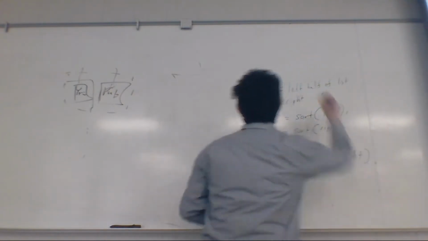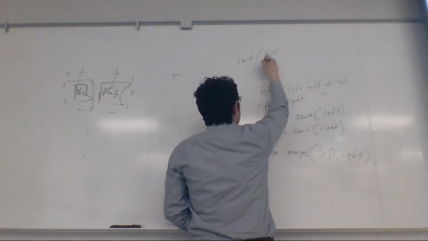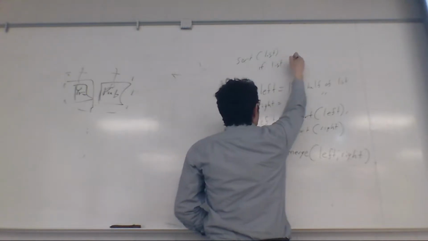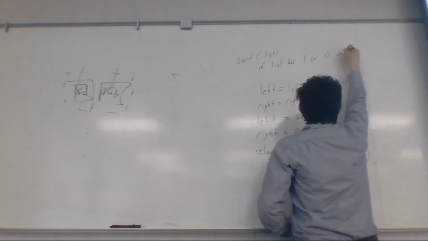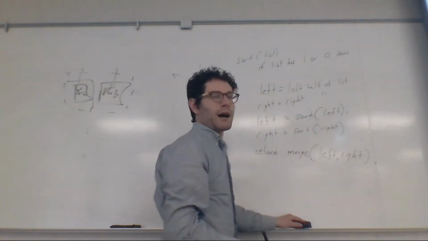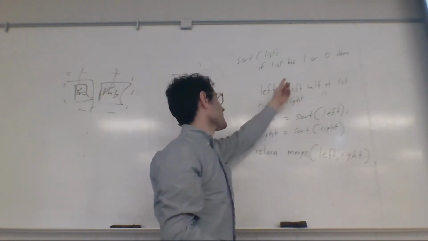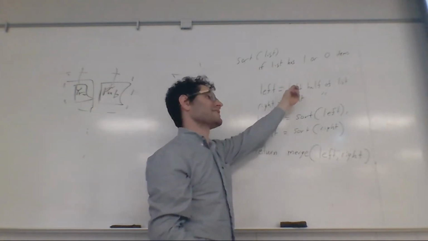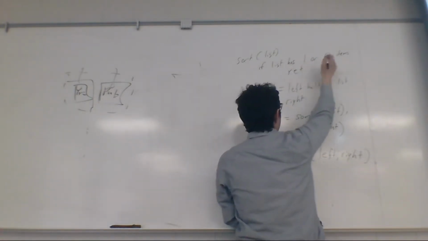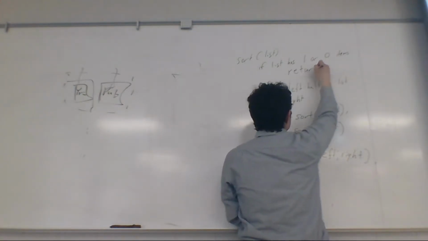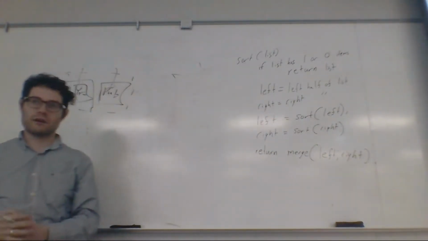We need a stopping condition. Okay? Sort list, if list has 1 or 0 items, right? It doesn't really make sense at that point to split it up at all. You can't split one item. You can't split 0 items. And sorting a list that's 1 or 0 items, well, remember, that's instantaneous. All you have to do is just return it because it's a single item, right? So if it has 1 or 0 items, return list. So that's our base case.